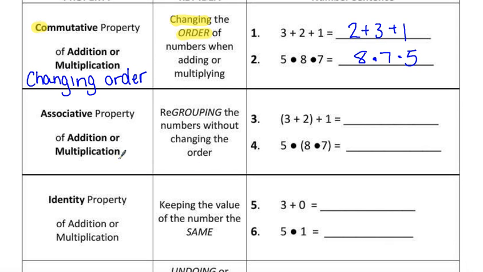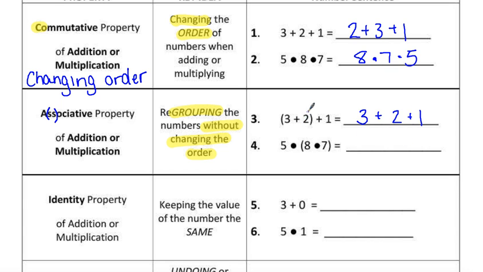Now the associative property, the way that we remember the associative property is if you want, you can change the S's into a group of parentheses. So the associative property is changing the groupings in the problem. So we are changing the groupings without changing the order. And this is also for addition and for multiplication. So in the groupings this time I have 3 plus 2 and then I have plus 1 on the outside. We're not changing the order, so I'm just going to rewrite this 3 plus 2 plus 1.